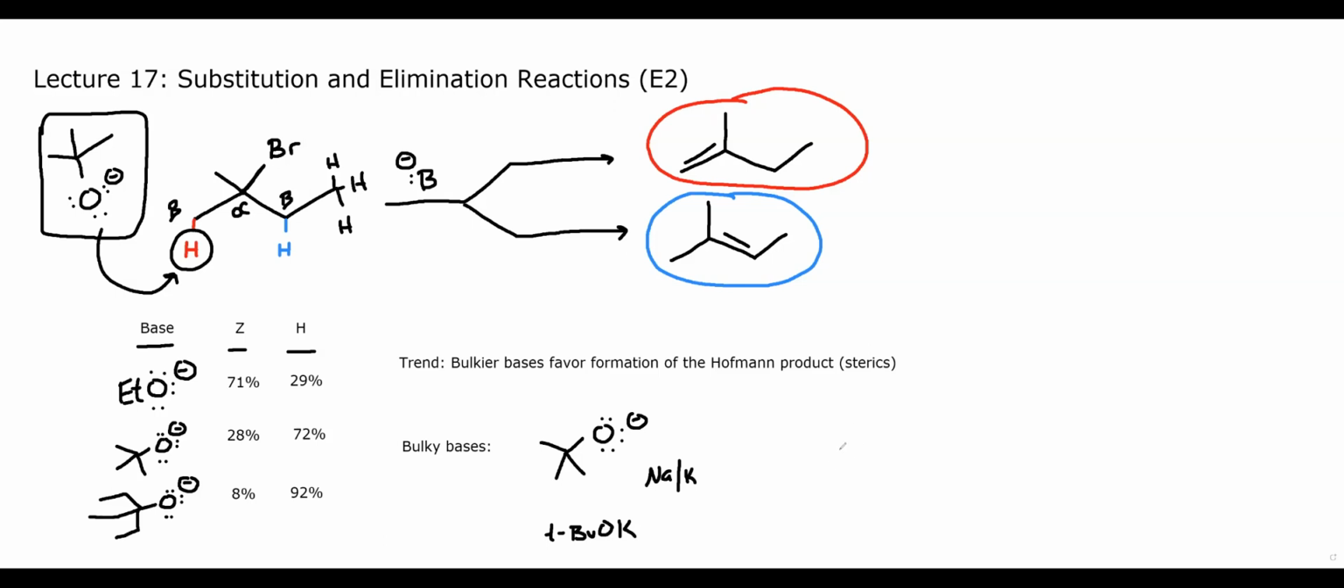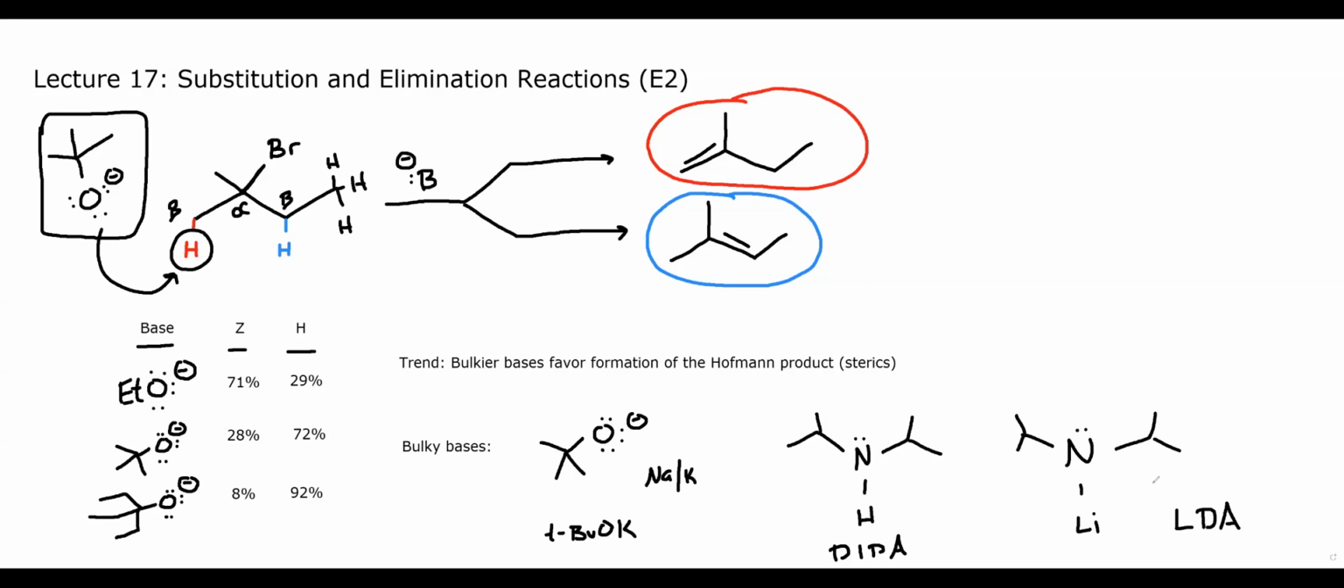You could also see diisopropylamine. This is a nitrogen with two isopropyl groups, okay? Diisopropylamine, or you could see LDA, which is the exact same thing, but deprotonated. So you have a lithium counterion there. This is LDA, lithium diisopropylamide. So these are all bulky bases that you may see, LDA, DIPA, or t-butyl O, Na, or K. The t-butoxide is going to be the most common one you see.